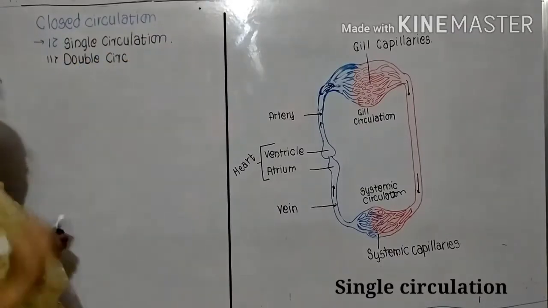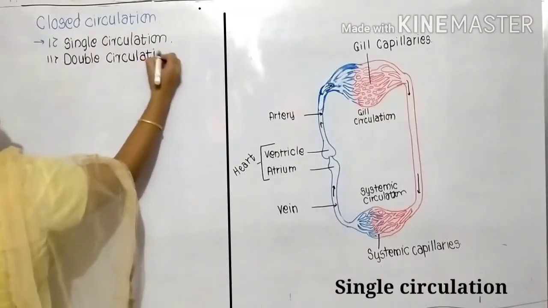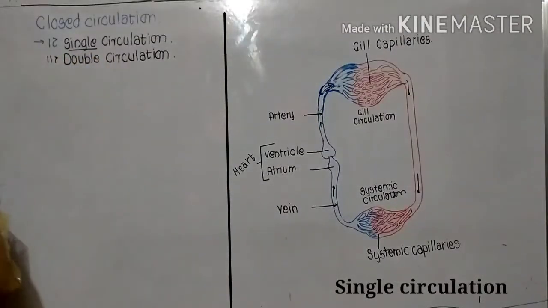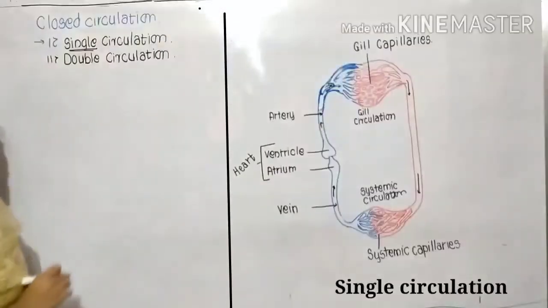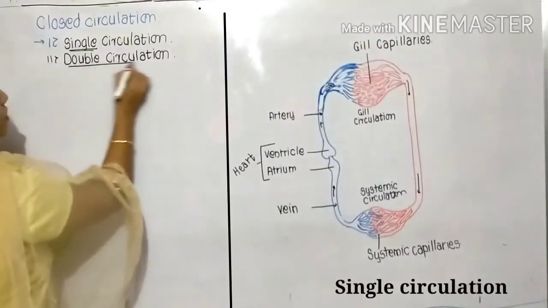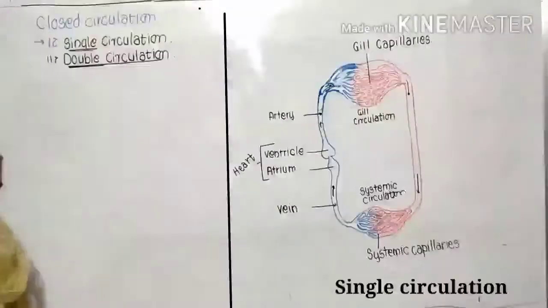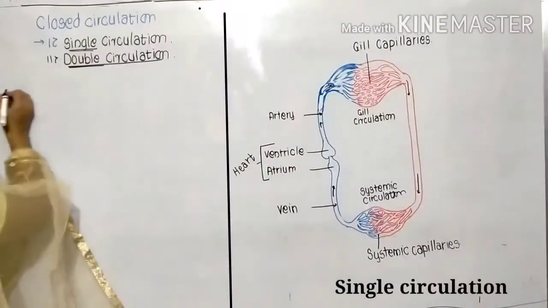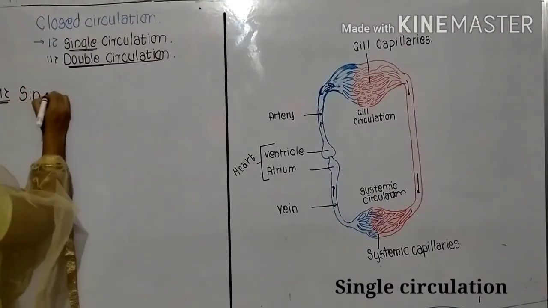As I have already explained, single circulation, as the name itself gives us information, means blood flows through the heart only once. That's why it is known as single circulation. Double circulation means blood flows through the heart twice. That's why it is known as double circulation. Now let's see the first one, single circulation.